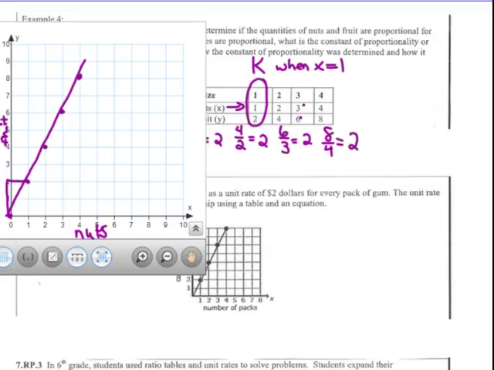Where do I see how the constant of proportionality is shown in the graph? It's right here. Here's my k when x equals 1. So there's my constant. For every 2 cups of fruit, I have 1 cup of nuts. So in that trail mix, that is a proportional relationship. So the question was, if the quantities are proportional, which they are, what is the constant of proportionality? 2 cups of fruit for every 1 cup of nuts.